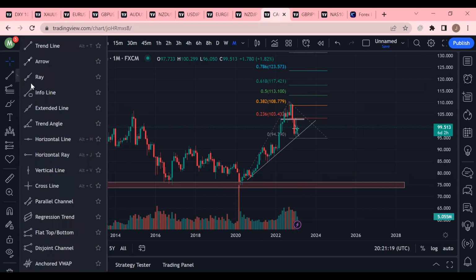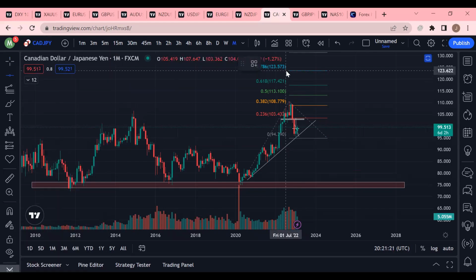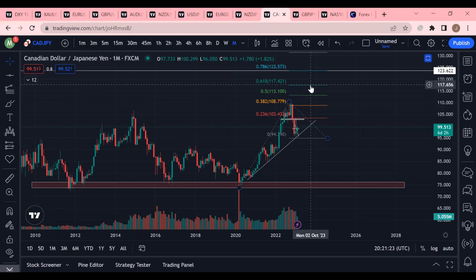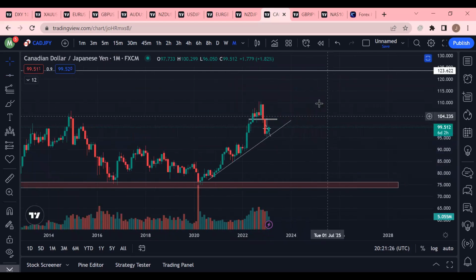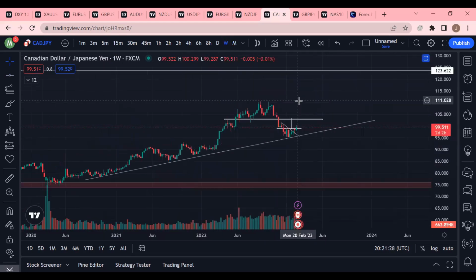So what you just do is buy, buy, buy. You go to your lower time frame to find out whatever is happening. If this market is indeed going to go to the upside, drop to your weekly time frame.